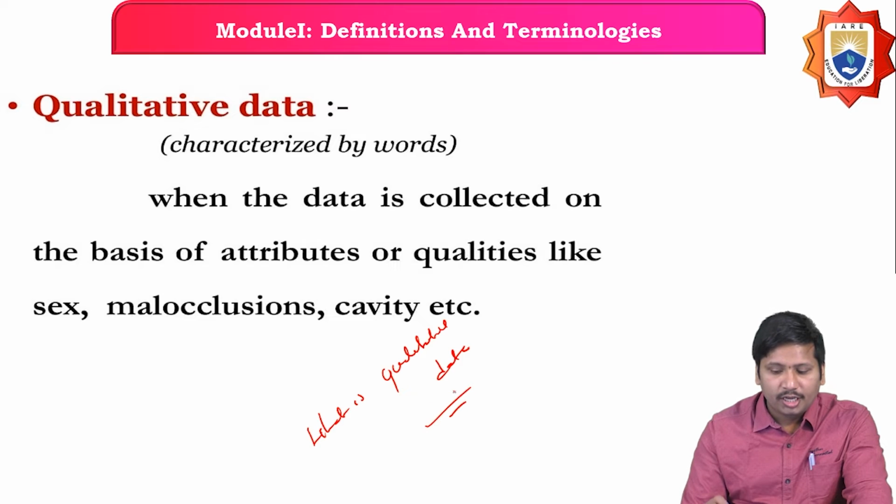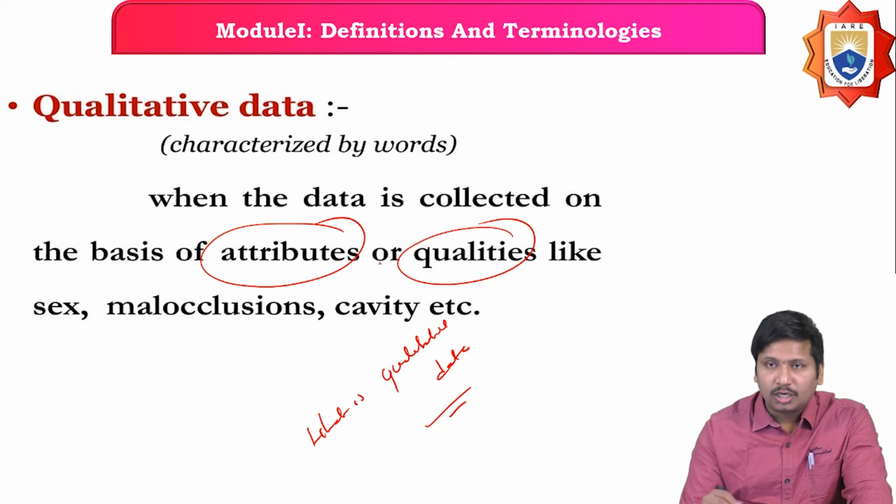So qualitative data is the data that is collected based on attributes or qualities, like sex, malocclusion, and cavity, etc.